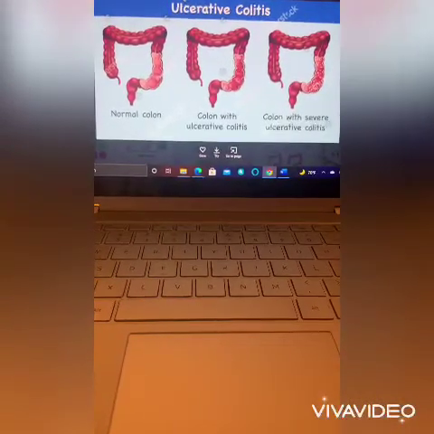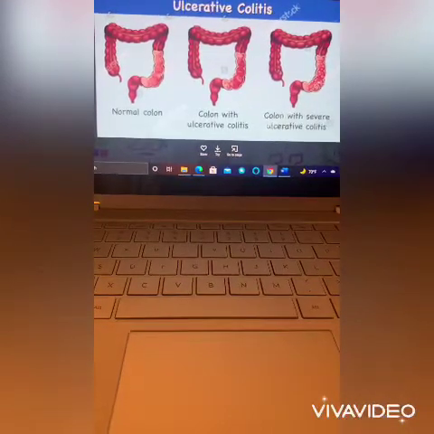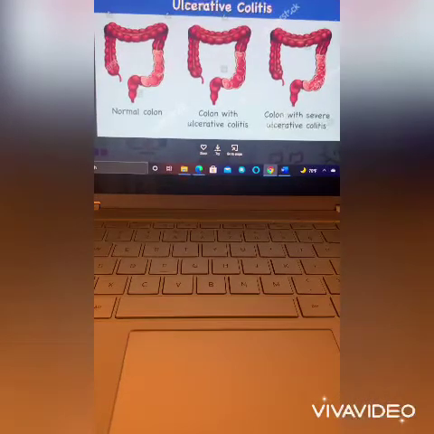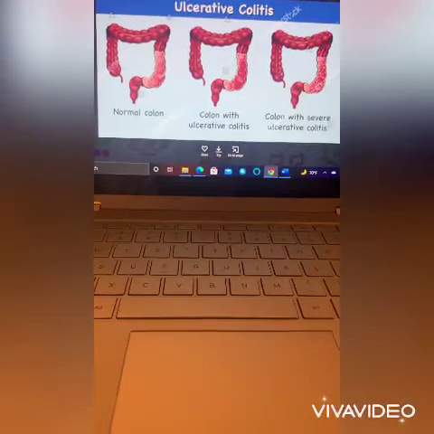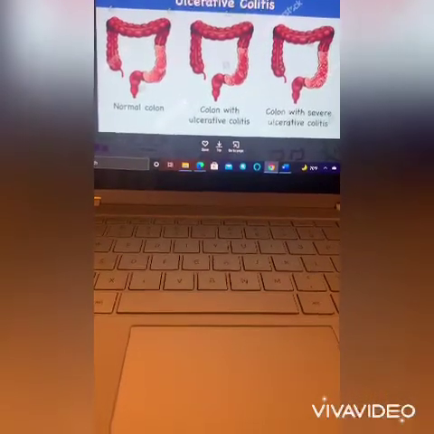which is treated with the diversion of waste to an artificial opening, or stoma, through the abdomen. So stool is diverted through the stoma instead of the anus. There is more information on that, the colostomy bag and so on, that we can take a look at. So here is the colostomy bag.